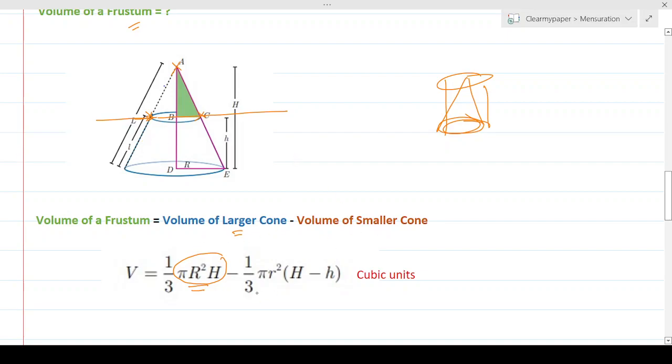It's going to be 1/3 pi r square. Now the r square is going to be this r, the smaller r, not this r. That's why we have put a small r here. So this is a smaller r. So we're going to take this radius because this is also going to form a circle at the bottom after it is sliced. So that r, and we need the height. Now how do we calculate the height of the smaller cone, from this point to this point? Okay, how do we calculate that?